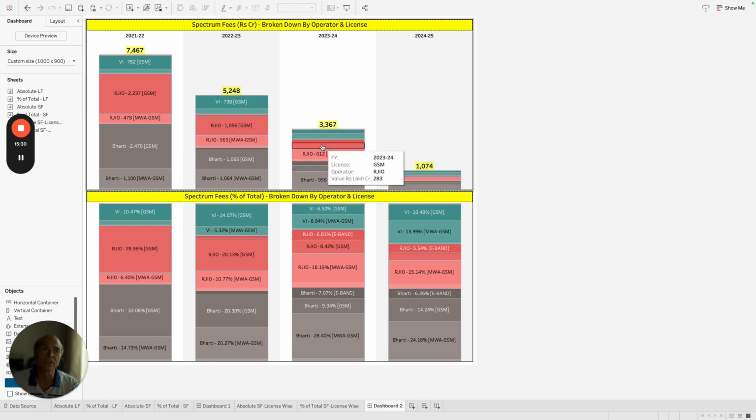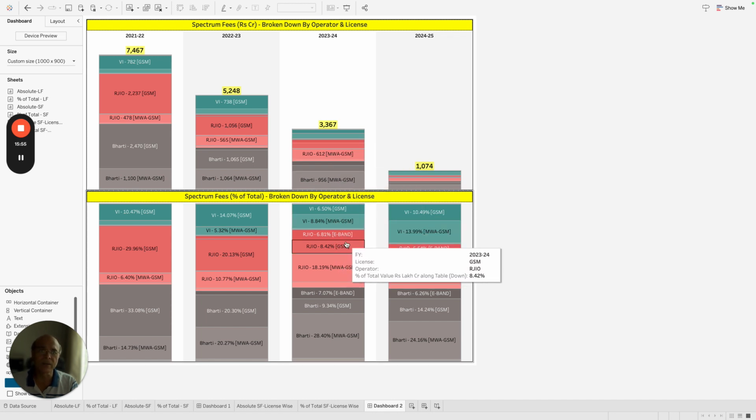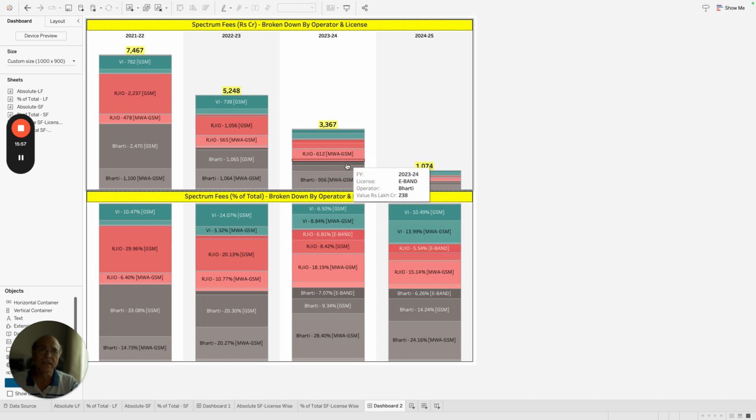Now let's look at one more spectrum, which is called E-band. Now E-band is a new spectrum block which has higher capacity to backhaul. Right? It is a very high frequency band. Right? It is in the 70 gigahertz band. Now, if you look at E-band, Reliance Jio has spent 229 crores in FY24, whereas Bharti has spent how much in E-band? Let me just see how much it is. Yeah, it is 238 crores, and Reliance Jio is 229 crores. So for E-band, more or less, the story is the same for both.